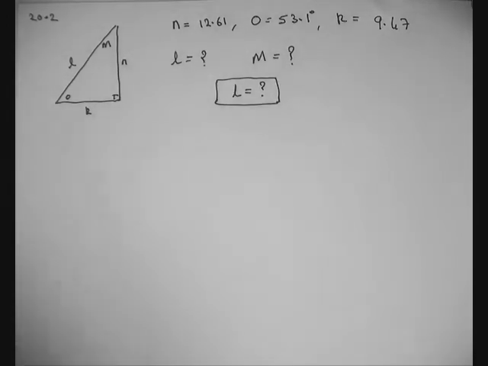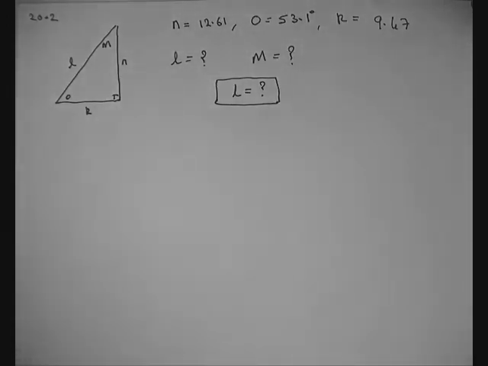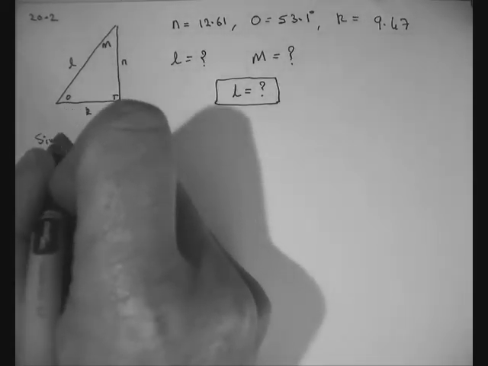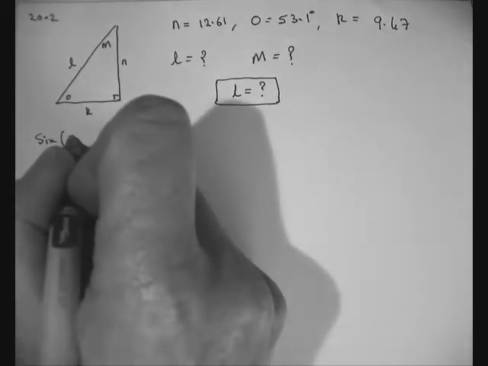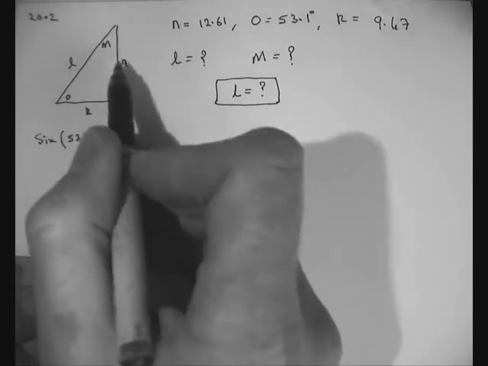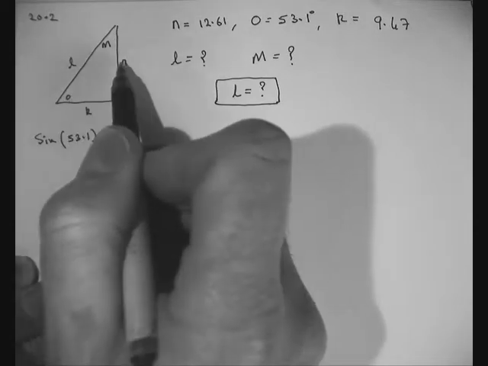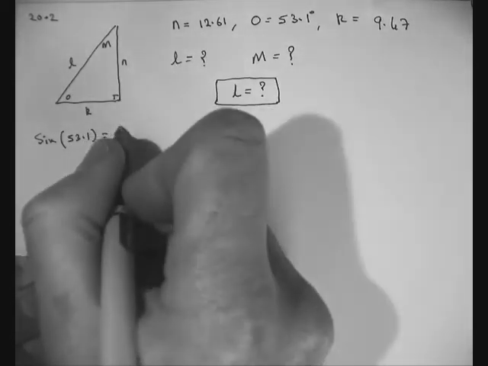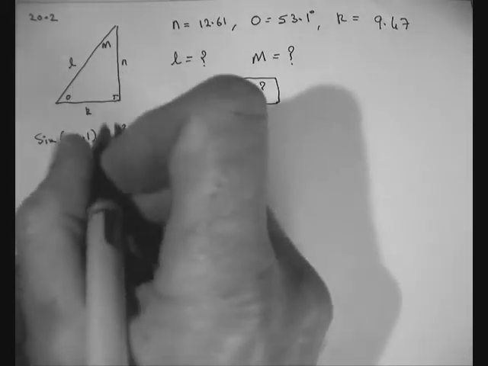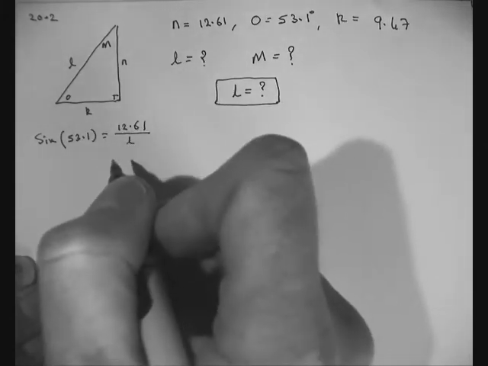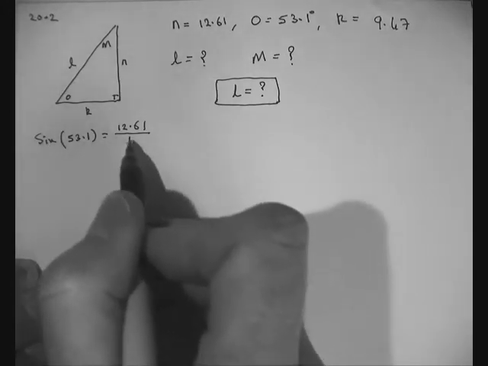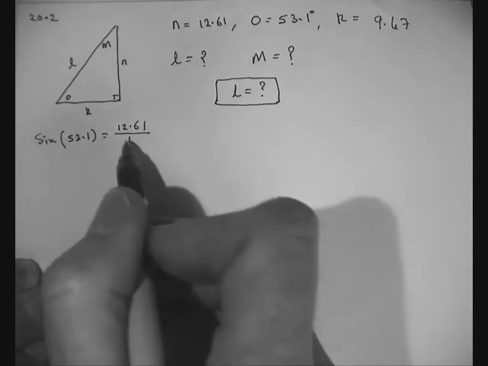In this video we're going to use our trig tools to try and find what L is. The first one we're going to go with is the sine function. So we have the sine of the angle O, that's 53.1 degrees, equals the opposite over the hypotenuse. The side opposite the angle O is N, and that is 12.61 units, and the hypotenuse is L. We don't know what L is, we just put an L there. This looks promising. It is an equation with only one unknown, and we can solve that to find L.